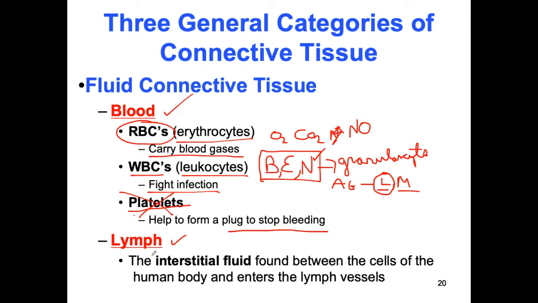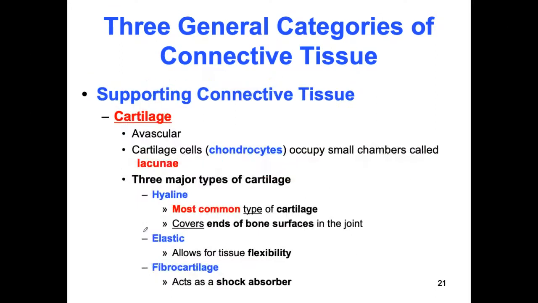Okay, lymph. This is the interstitial fluid that's found between the cells of the human body, and it enters what we call lymphatic vessels. Again, you'll get into this in a lot more detail in anatomy and physiology too when you cover the cardiovascular system.